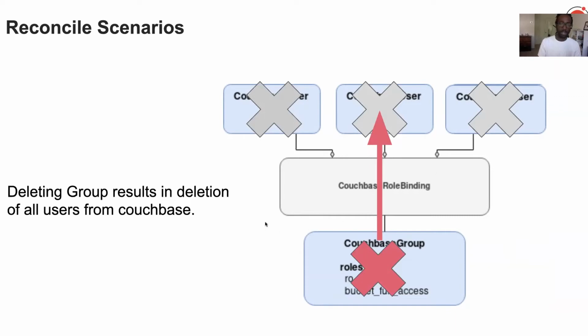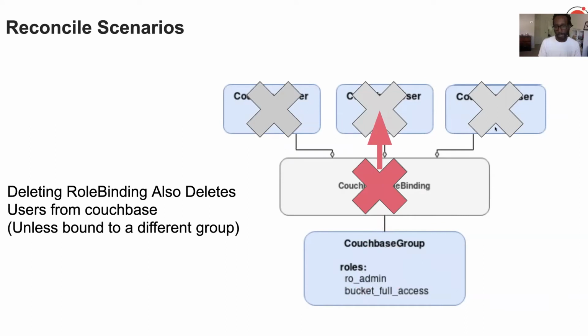If you were to do a kubectl delete on a Couchbase group, then your users will also be removed from Couchbase server. We don't actively delete the Couchbase user resources from Kubernetes, but we remove them from server because once you delete the group, we no longer know which roles correspond to the user. Same thing happens for the role bindings. If you delete a Couchbase role binding, then we also delete the users from Couchbase. The only exception would be if the users were bound to a different group with a different role binding elsewhere.